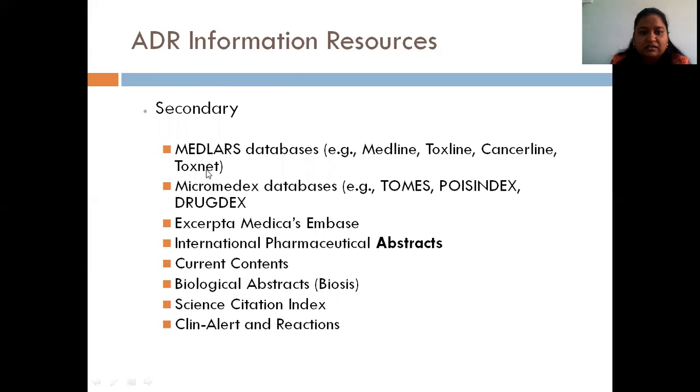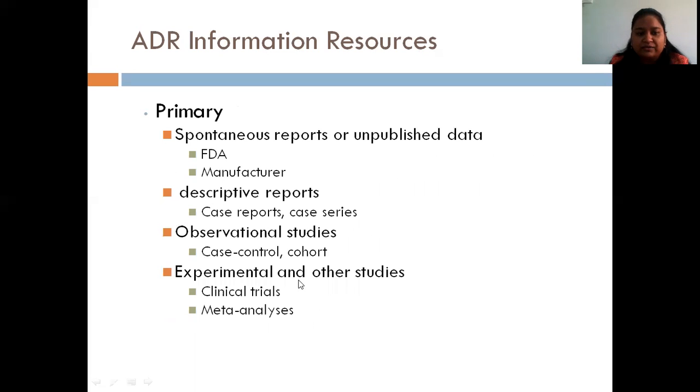Secondary sources are the international journals, abstracts, or biological abstracts, you can say databases or international pharmaceutical abstracts. So secondary data are the data from the databases or some international pharmaceutical abstracts.